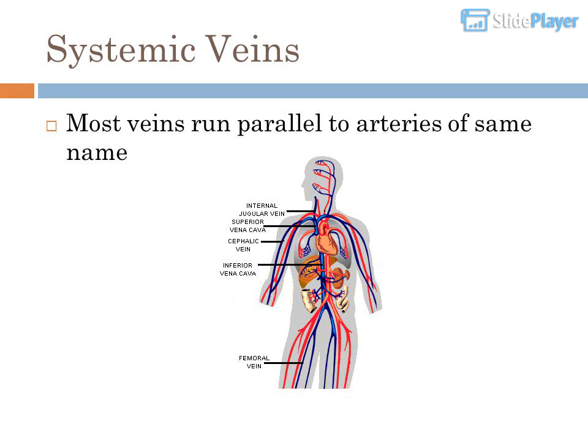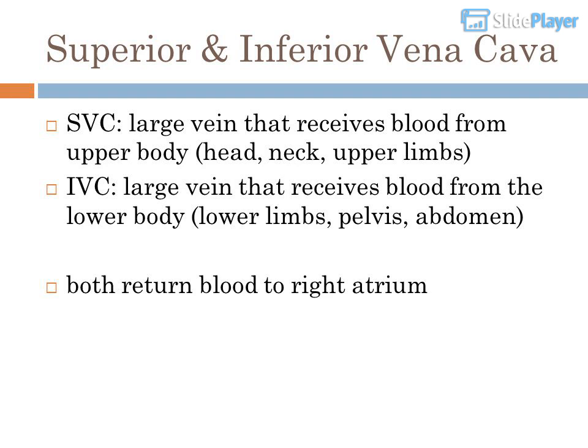Systemic veins. Most veins run parallel to arteries of the same name. Superior and inferior vena cava. The SVC is a large vein that receives blood from the upper body, head, neck, and upper limbs. The IVC is a large vein that receives blood from the lower body, lower limbs, pelvis, and abdomen. Both return blood to the right atrium.